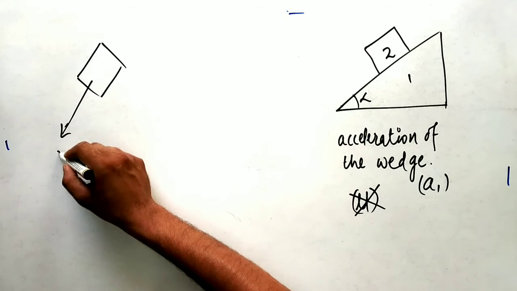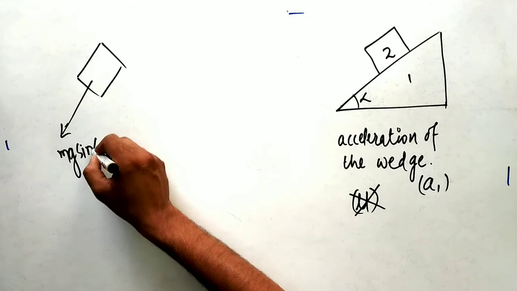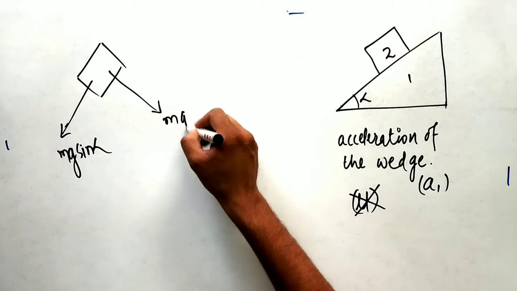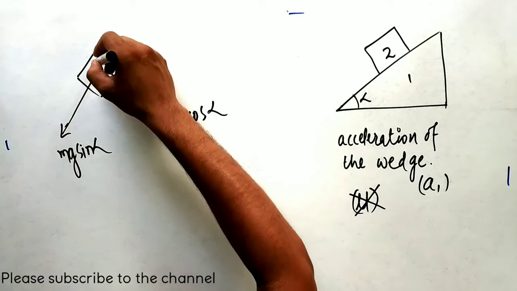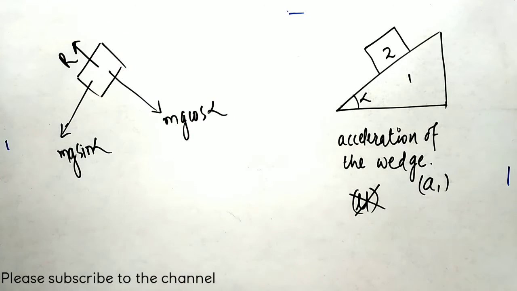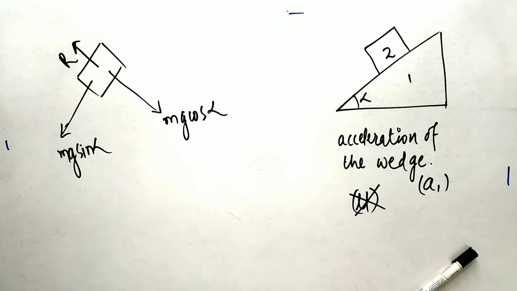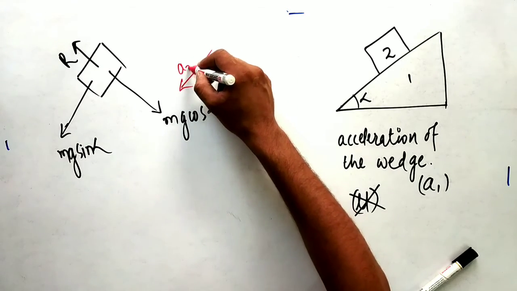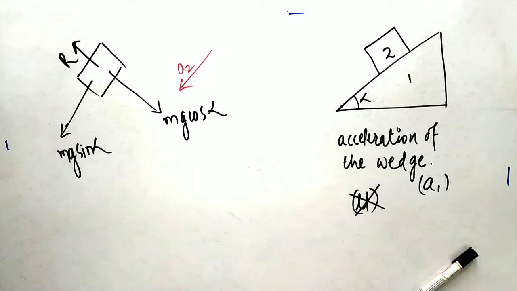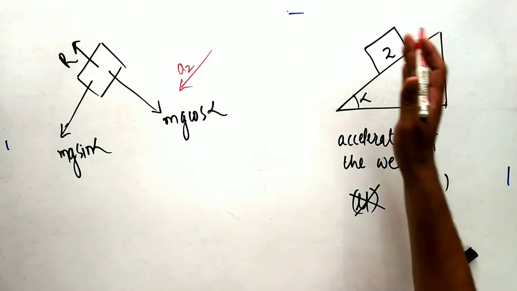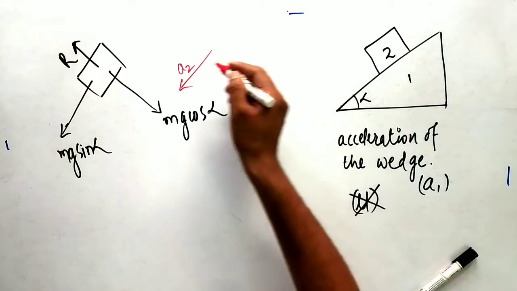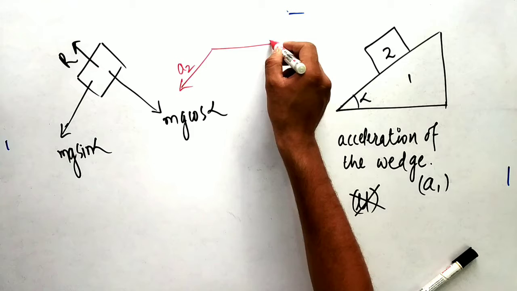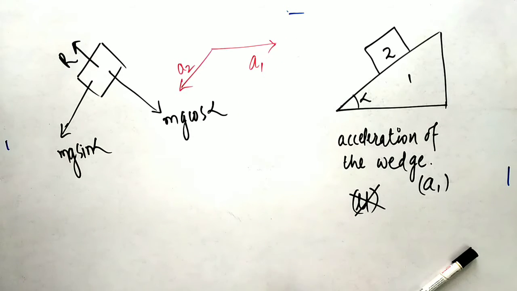We have mg sine alpha, we have mg cos alpha, we have the reaction. Keep in mind that the block 2 moves this way with an acceleration a2. Also, since it's moving with the block 1 and the block 1 is moving to the right, the block 2 is going to have an acceleration this way as well, the same as the first one, a1. So it has two accelerations.